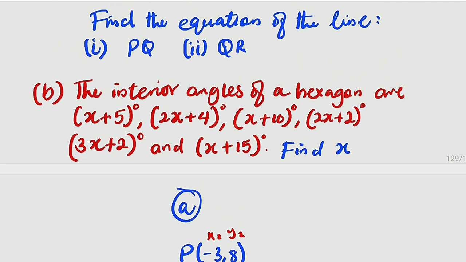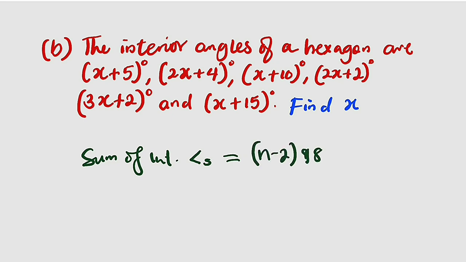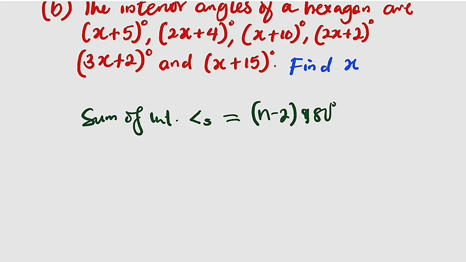Let's move to the B part. Let me just copy the question. So here is the B part. We're asked to find the value of x, given that all of these are the interior angles of a hexagon. Remember that the sum of all the interior angles of a hexagon equals 720 degrees. But suppose you don't know, you can say that the sum of interior angles is equal to n minus 2 multiplied by 180 degrees. N here stands for the number of interior angles, which is equal to 6.